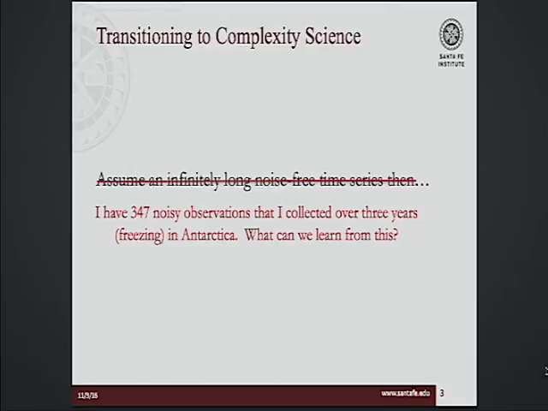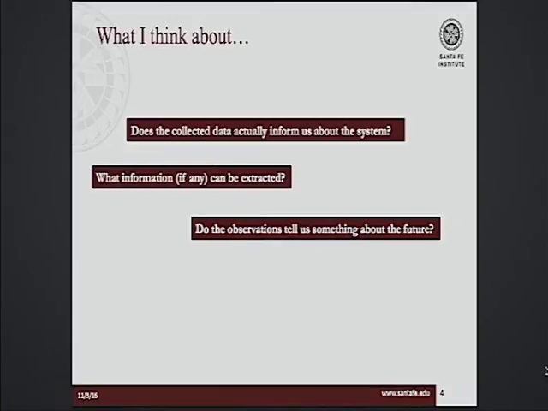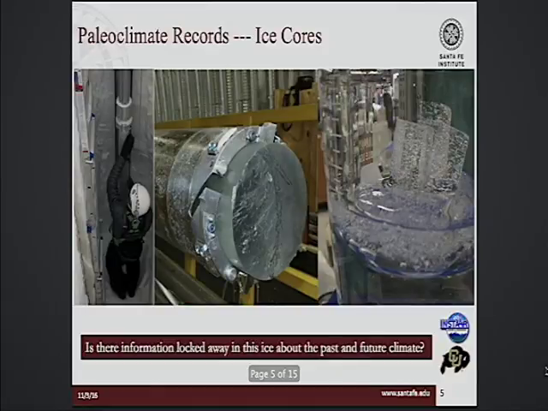Oftentimes the mathematical models and theories I learned were too strenuous to apply to this data, but is there still interesting information contained within this data? And so some of the things I think about are, does the collected data actually inform us about the system? What information, if any, can be extracted from this data? And do the observations tell us something about the future? And so what I'd like to do now is talk about one of the many systems I think about on a daily basis, and those are paleoclimate records.